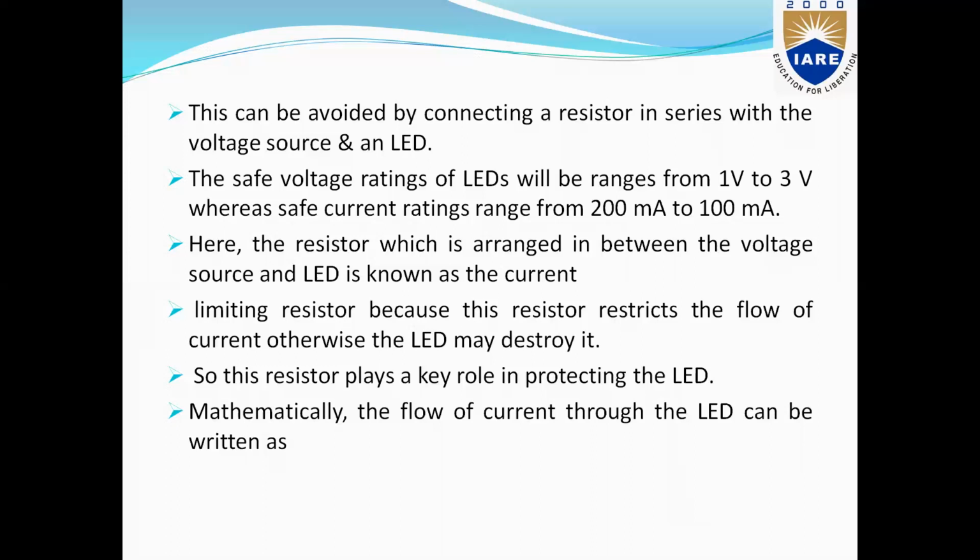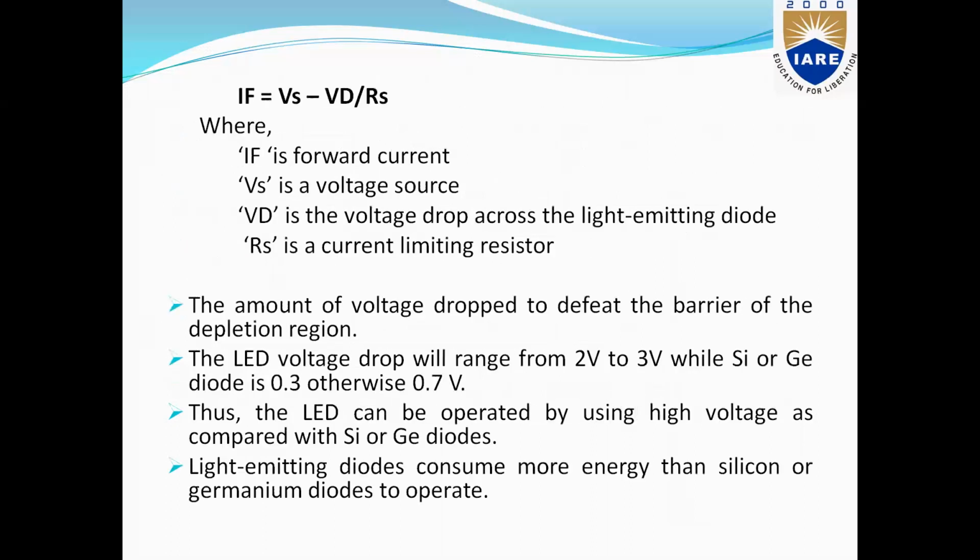Mathematically, the flow of current through the LED can be written as IF equals Vs minus Vd divided by Rs, where IF is the forward current, Vs is the voltage source, Vd is the voltage drop across the light emitting diode, that is the LED, and Rs is the current limiting resistance.